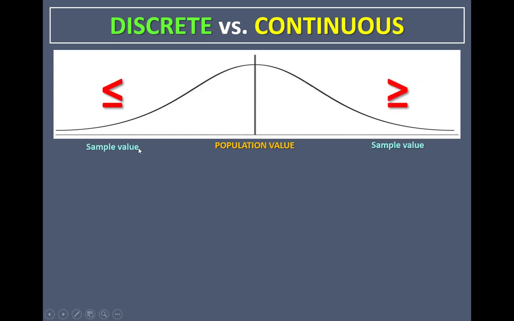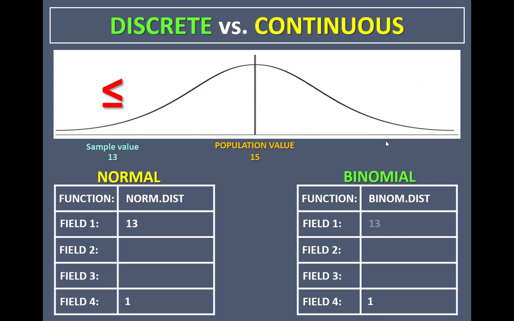When we have a sample value on the low side of the population value, we always want to check less than or equal to. When we have a sample value on the high side, we always want to check greater than or equal to. We saw that as we check less than or equal to, it didn't matter whether I was talking the normal or the binomial. I entered my sample value as my first entry, 1 as my last entry. They were both the same. Again, field 2 and field 3 will be different between the two.